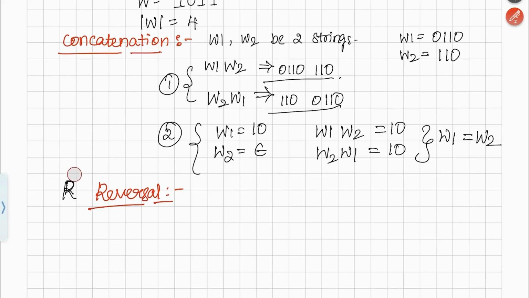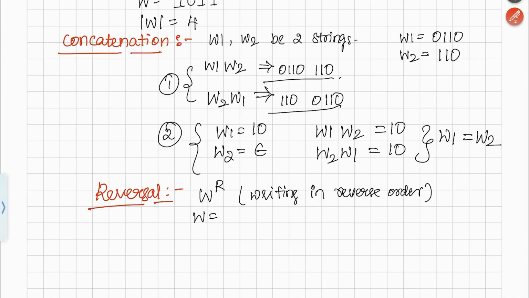So let's look into what reversal is. Reversal means we are writing whichever string we have obtained in reverse order. It is depicted by W to the power R. If I take W, writing in reverse order, let me take W as 10011. The string is 1011. Reversal of the string could be written as 11001.